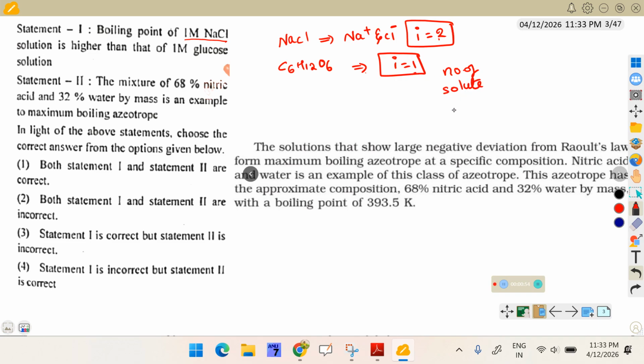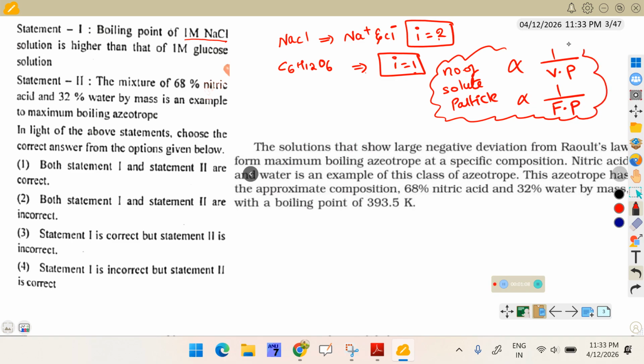What we know, number of solute particles is inversely proportional to vapor pressure and inversely proportional to freezing point. Remaining all properties are directly proportional only. Only in these two cases is it inversely proportional. Here the discussion is about boiling point. Boiling point is directly proportional to the number of solute particles. Based on that, the first statement is correct.